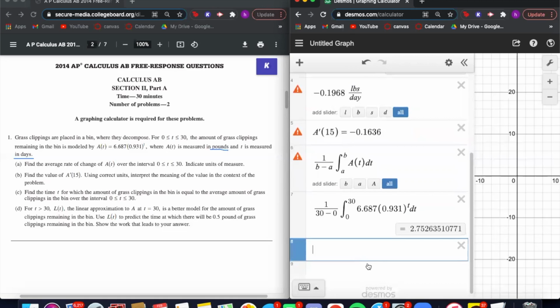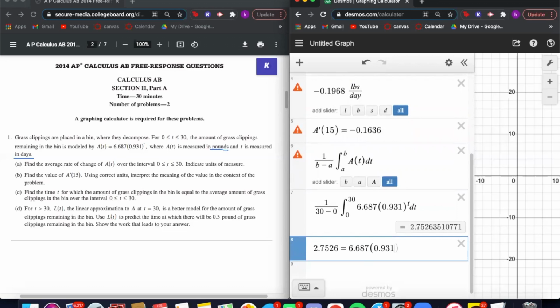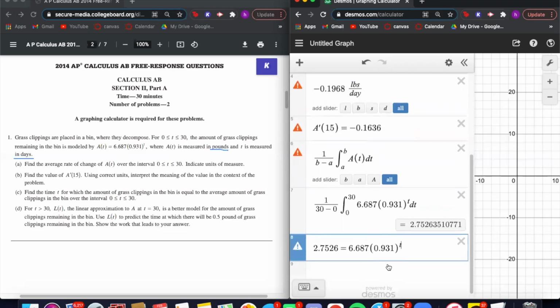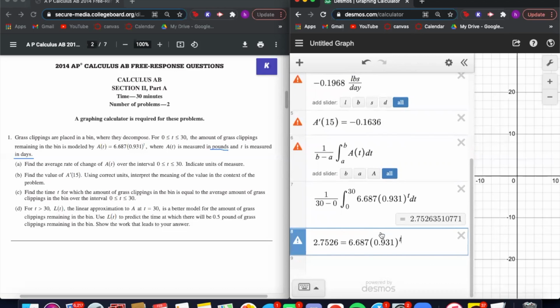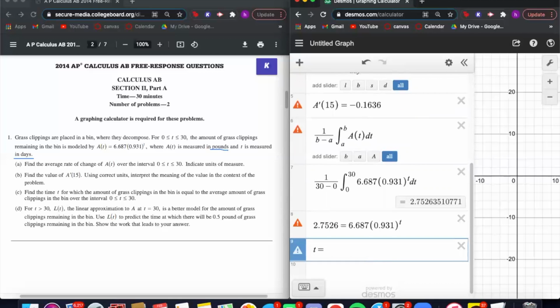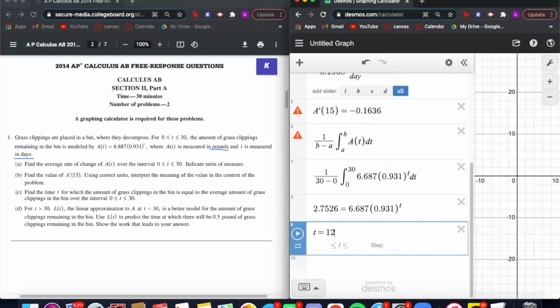So when we set that equal to each other, we're going to do 2.7526 equals 6.687 times 0.931 to the power of t. And from now on, it's just using algebra to find t. We're going to divide both sides by 6.687, and then we're going to use natural log to find t. When we find t, we get 12.4148.